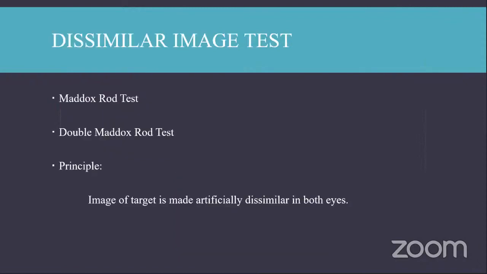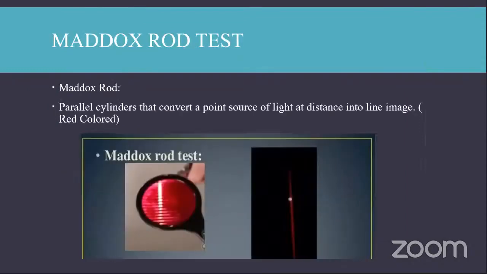Moving on to the dissimilar image test. It was mentioned before about the MADDOX rod. MADDOX rod test and double MADDOX rod test are commonly used. It was previously told by Simon sir about the MADDOX rod. MADDOX rod converts a point source of light into a line image. You can see it here.